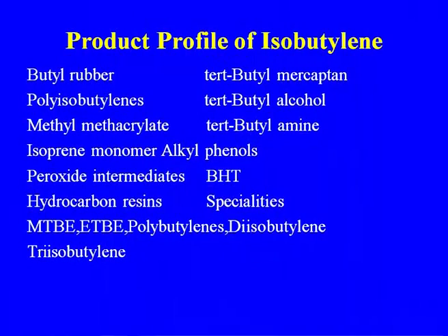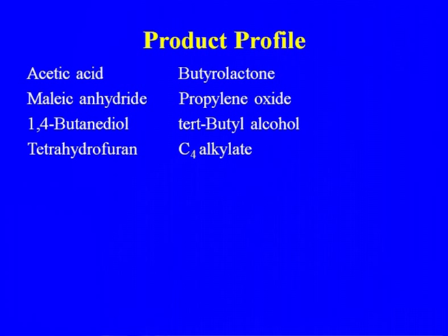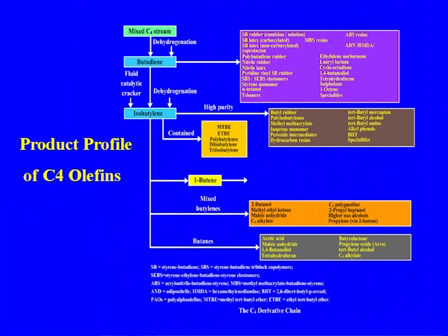Similarly, the other one is isobutylene, which I told you is very important. Isobutylene you can use for the manufacture of MTBE, ETBE, polybutylenes. These are the three major ones, apart from the long list: butyl rubber, polyisobutene, methyl methacrylate, isoprene monomer which you are getting, peroxide intermediate that you are adding, tertiary butyl mercaptan, butyl alcohol, and some specialty chemicals and diisobutylene. This is the product profile of butane: acetic acid, maleic anhydride, 1,4-butanediol, butyl glycol, propylene oxide, tertiary butyl alcohol. This is the complete list of the products which I discussed there.